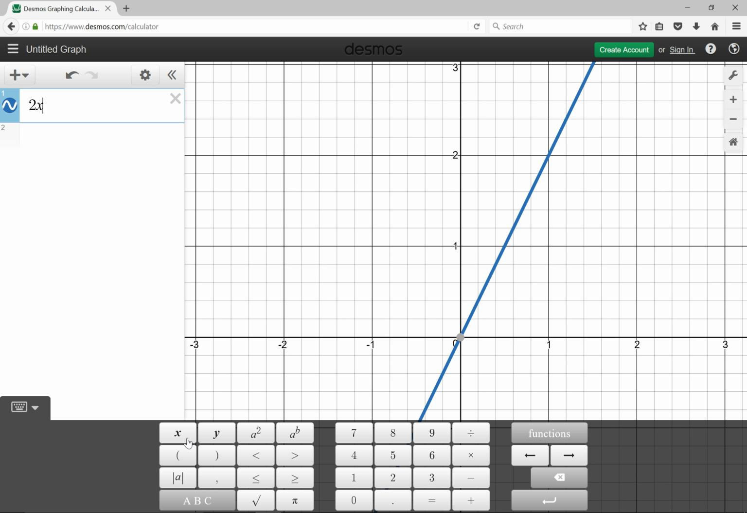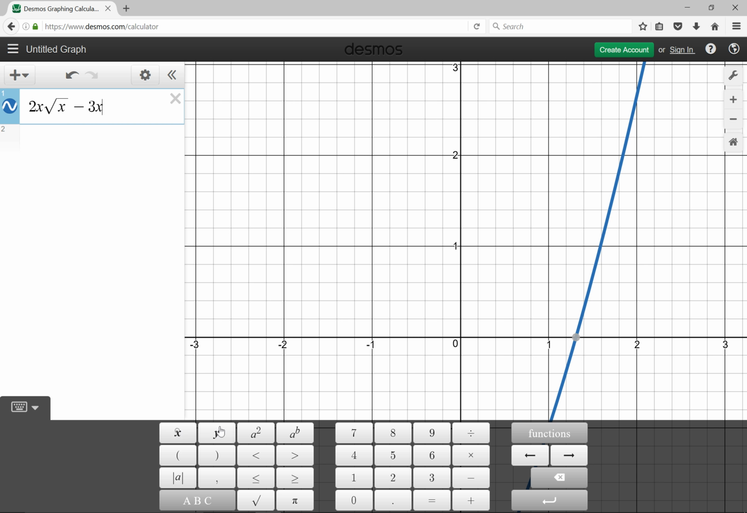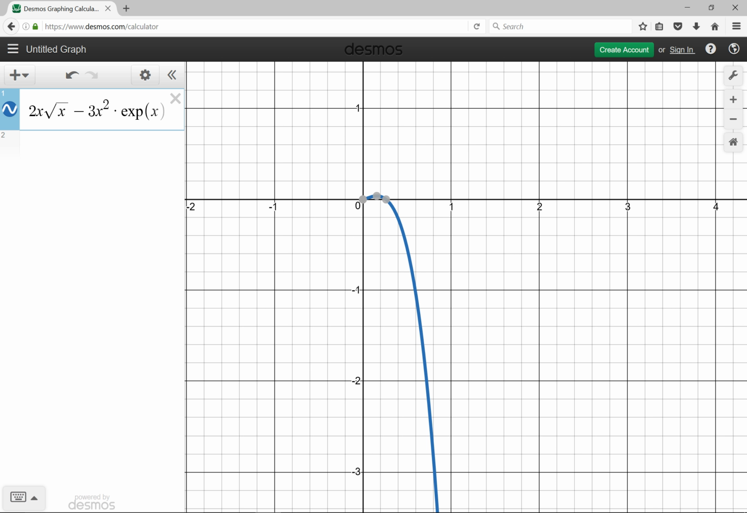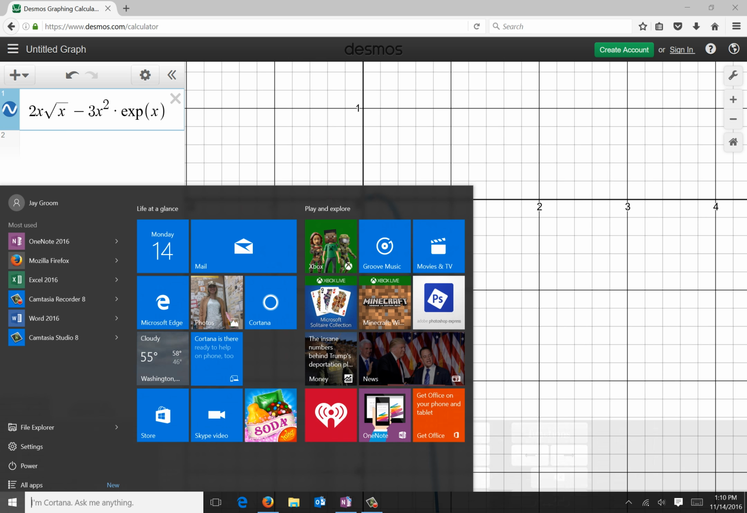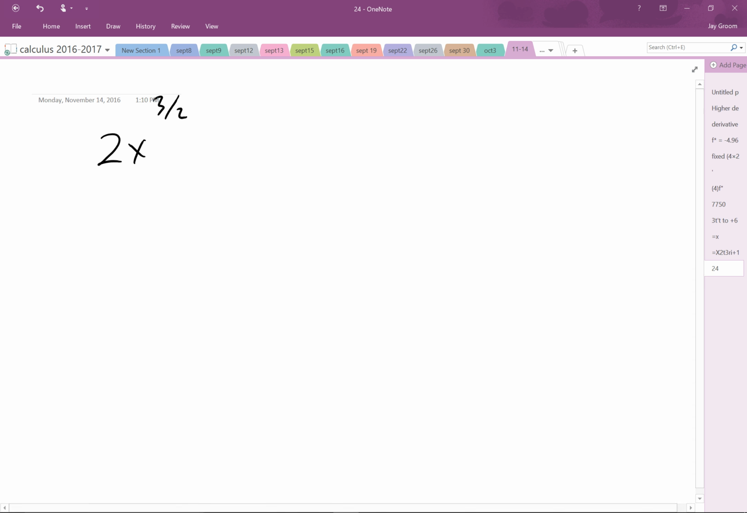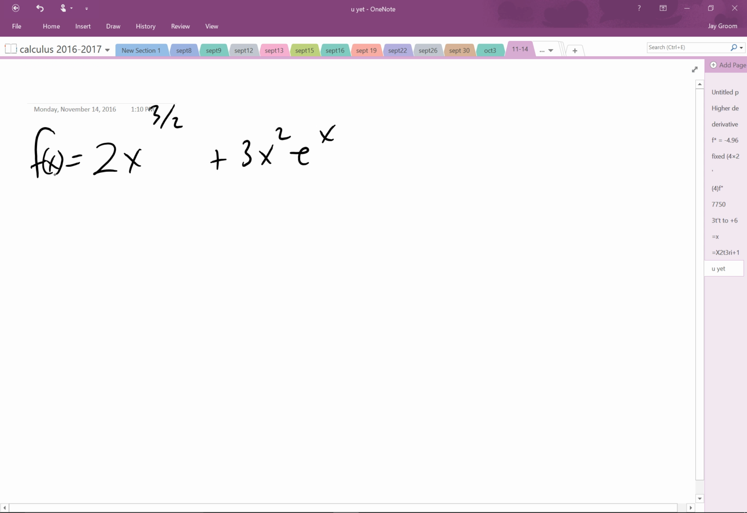So let's see if I can come up with one that's kind of gross. Yeah, that'll be good enough and gross enough. So I want 2x to the 3/2 plus 3x squared e to the x, and let's see what you think about this fella.